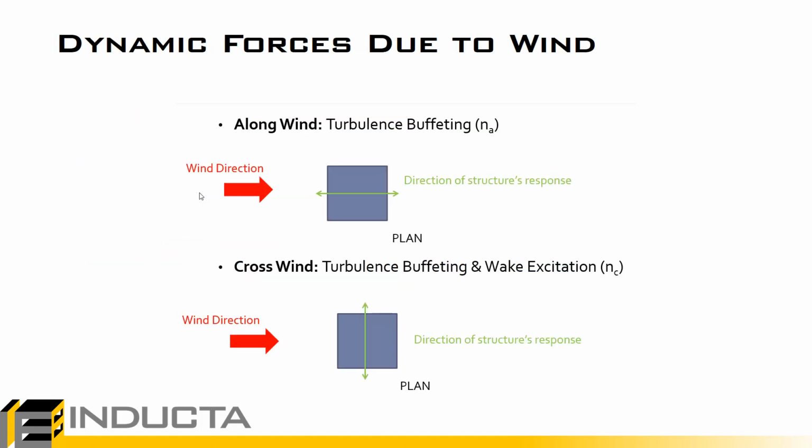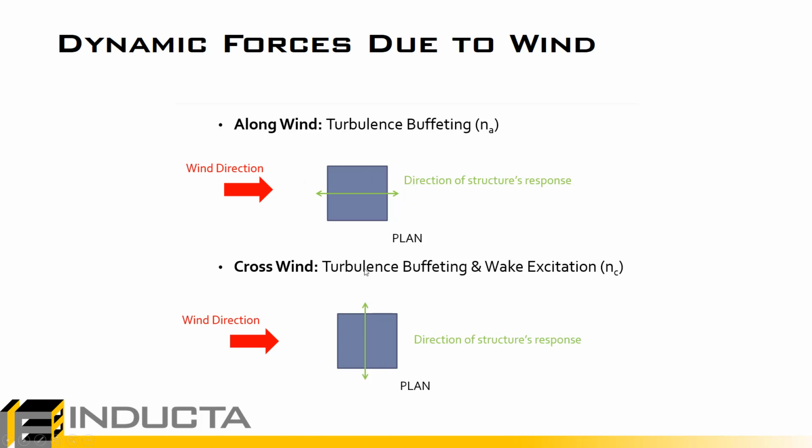So next we'll talk about the dynamic forces due to wind, the forces that are being considered in section 6 of the code. So here we have this square-shaped structure in plan. We have the wind direction in the positive x. So in the along wind direction, the direction of the response will be in the direction of the wind, and as we mentioned previously, the event that we are considering is turbulence buffeting.